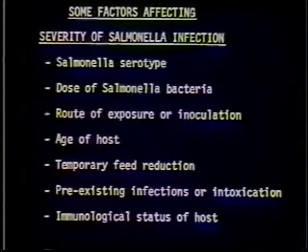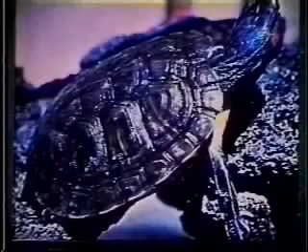Some of the factors that may affect salmonellosis in all animal species are the serotype of the Salmonella, the numbers of bacteria that they may be exposed to, the routes of exposure, and the age of the host. Salmonellosis more commonly occurs in humans in the young and in the old, and with other stress factors that may occur both in animals and in humans.